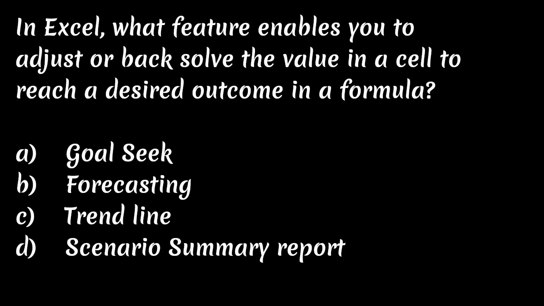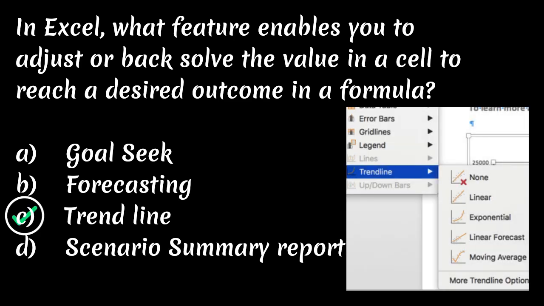Question 12. In Excel, what feature enables you to adjust or backsolve the value in a cell to reach a desired outcome in a formula? A. Goal seek. B. Forecasting. C. Trend line. D. Scenario summary report. Answer C. Trend line.